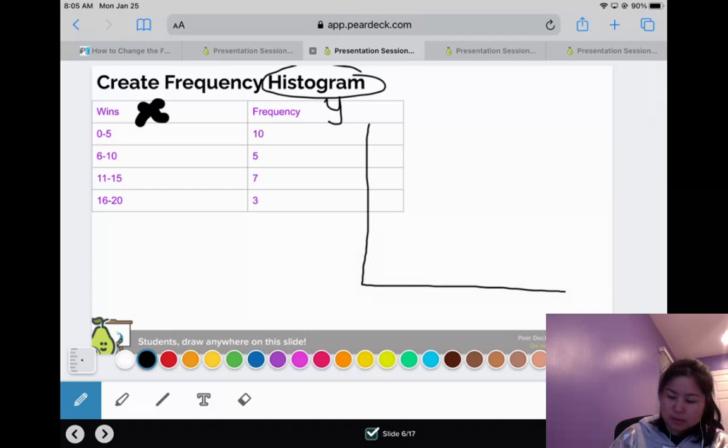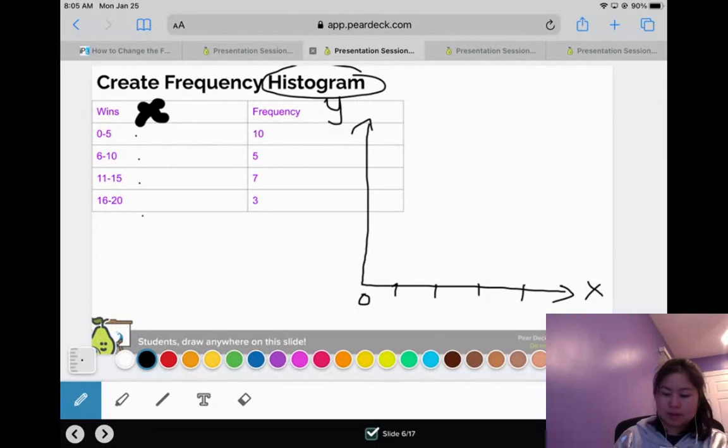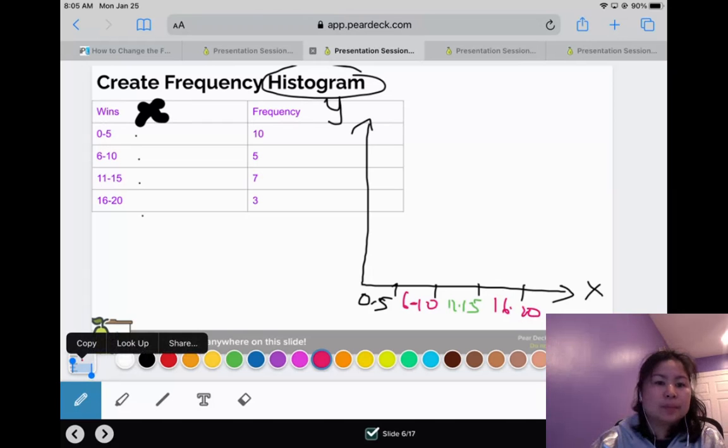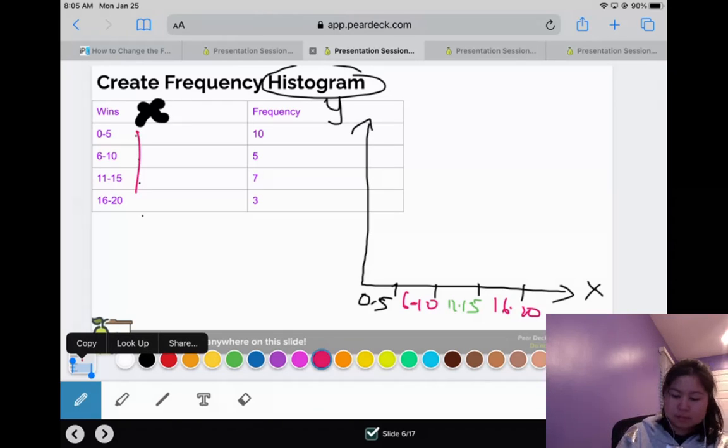I draw the quadrant. The x is going to be on the x-axis. So the first class is from 0 to 5. So I have 1, 2, 3, 4 tick marks, okay, from 0 to 5. Then I will have 6 through 10. Then I will have 11 through 15. Then 16 through 20. Okay, so that's what I would do. So I would label the points on my x-axis.